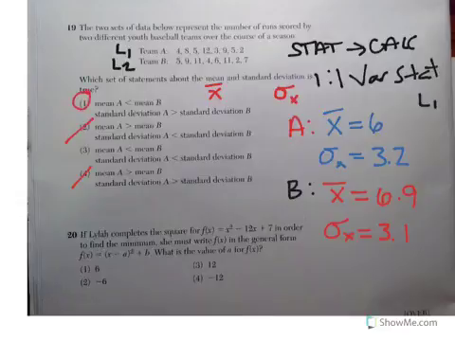Number 20. If Lila completes the square for f of x equals x squared minus 12x plus 7, in order to find the minimum, she must write f of x in the general form of f of x equals, parentheses, x minus a, the whole thing squared, plus b. What is the value of a for f of x?